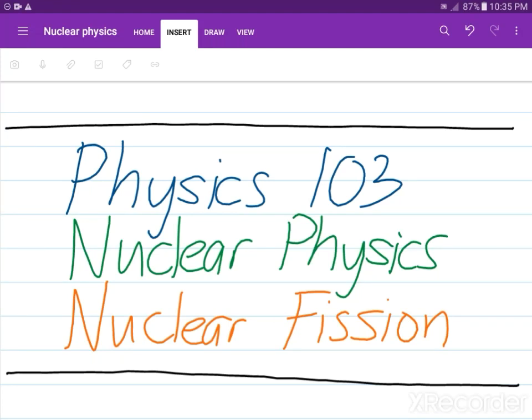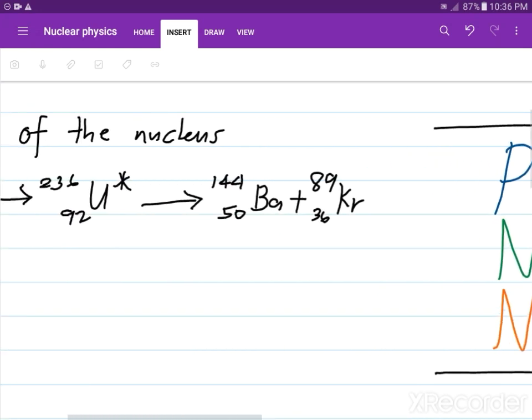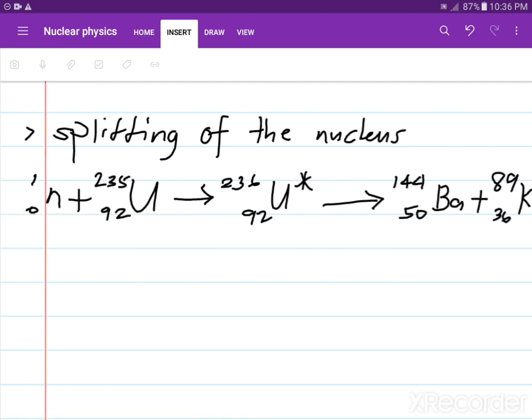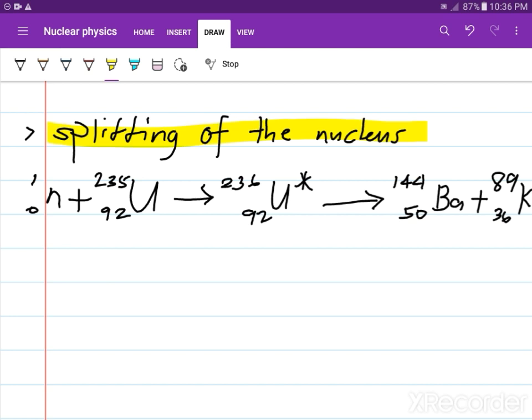Hello, this is Physics 103. This is on nuclear physics, and here we are going to learn about nuclear fission. So, nuclear fission is simply the splitting of the nucleus.